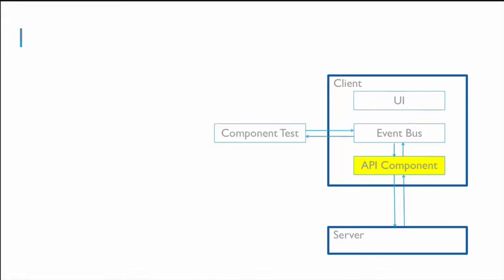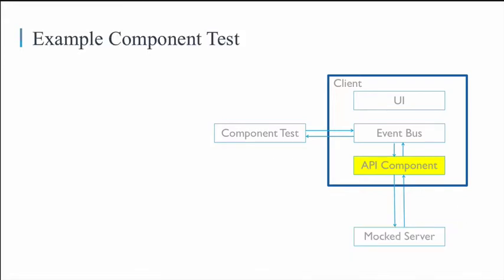So for us to test this, we can just throw in our component test to drive the test with a bus, and then the server at the bottom, we can now switch that out for a mocked server. And now we've got our API component under test.